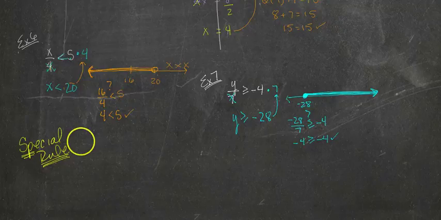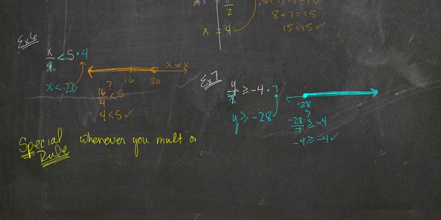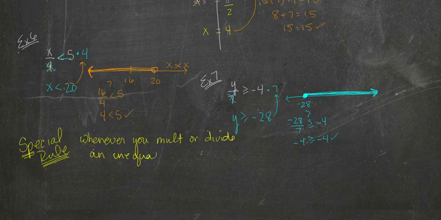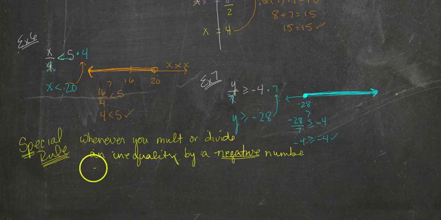So the special rule is that whenever you multiply or divide, because remember multiplication and division are the same thing, an inequality by a negative number, switch the sign.